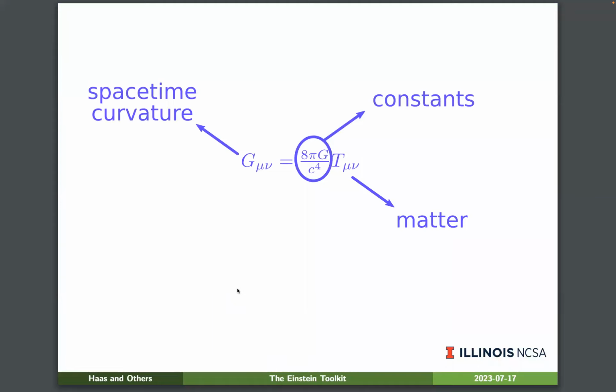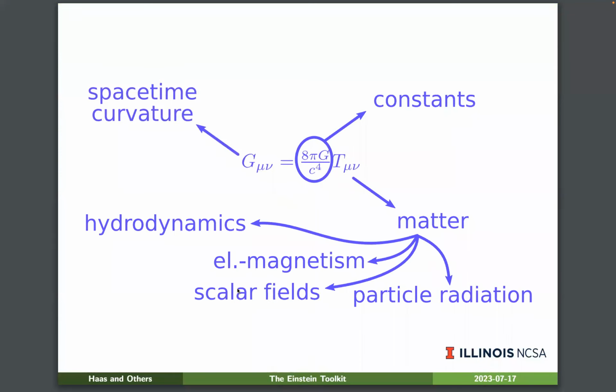If you want to simulate these things, you want to somehow put these into software concepts as well. This might be complicated on the matter side in the sense that matter might not be just matter. I mean, GR only cares about matter, but there's different sorts of matter that you might want to care about. Maybe you care about hydrodynamics, electromagnetism, or maybe scalar fields or particle radiation, neutrinos, or God knows what else, or cosmic rays that come in.